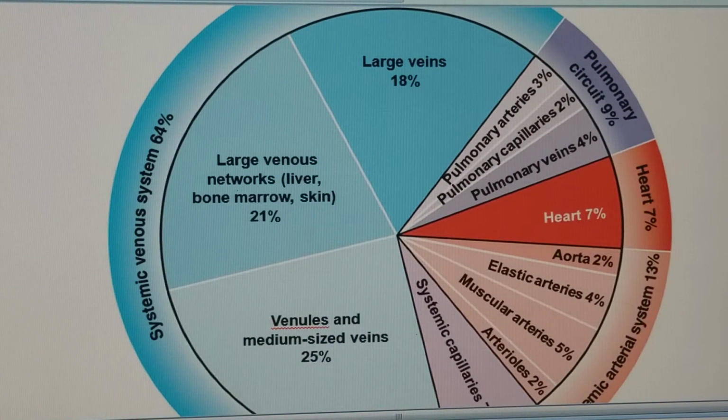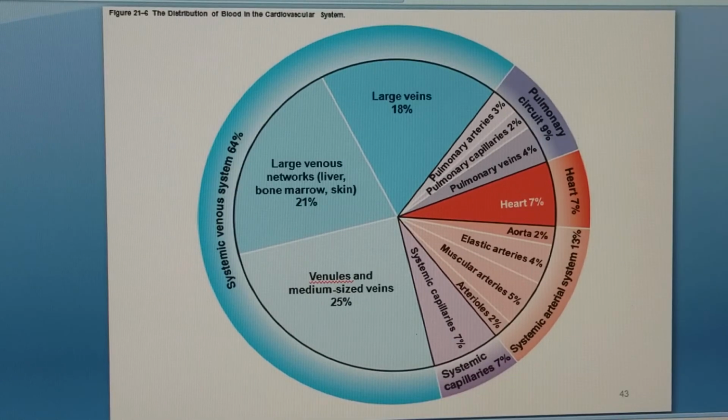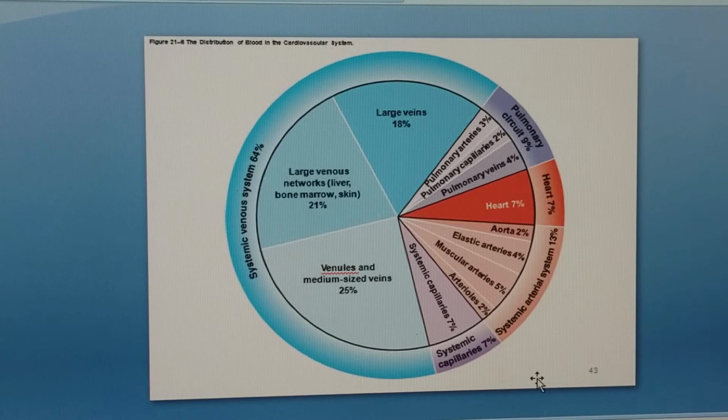Oh, let me bring this back down a bit. Okay. So what we're saying here is the systemic venous system holds 64% of the volume. And of that 64%, venules and medium-sized veins have 25%. The large venous network, liver, bone marrow, and skin, 21%. Large veins take up 18%. Some other numbers here: pulmonary circuit, the heart, the systemic arterial system.